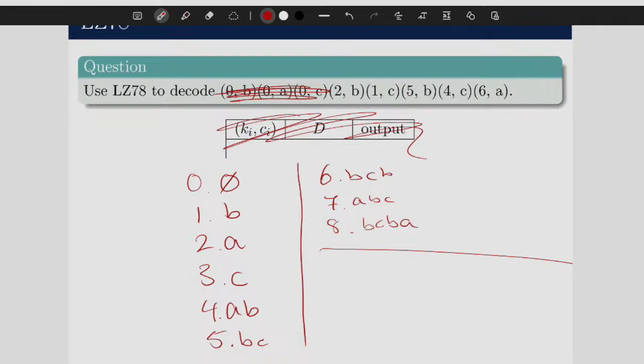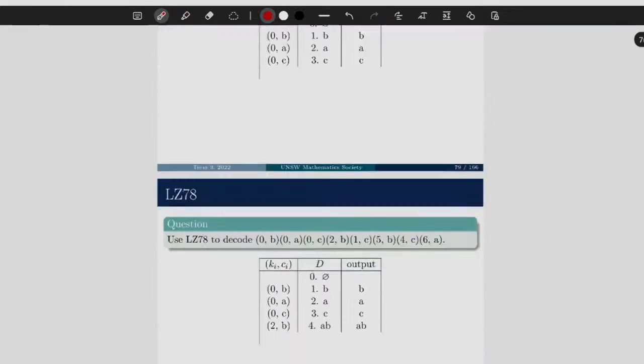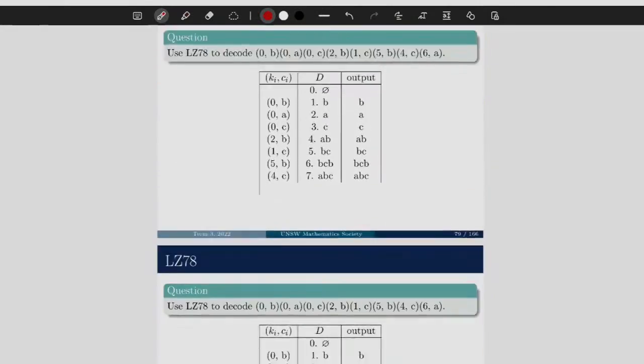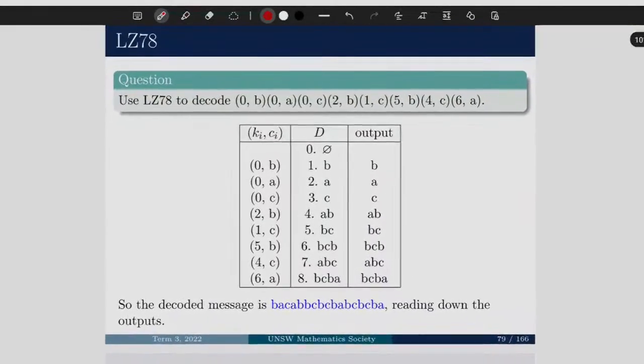And finally, my encoding is just going to be the concatenation of all of these, which is BAC, ABBC, BCB, ABC, BCBA. And that would be my final encoding. Right. And if I just scroll down to all of this, you guys will see that that's exactly what we get here. Right?